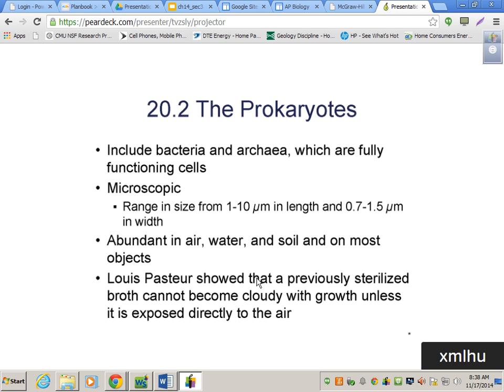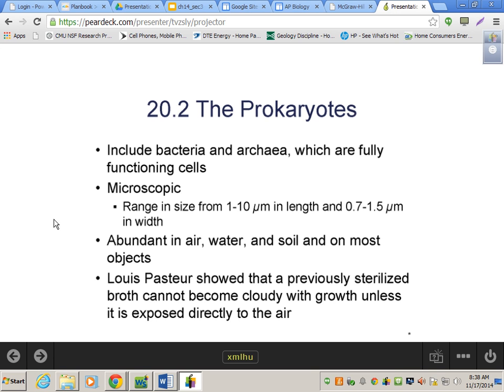So Louis Pasteur, this is when we talk about vaccines, when we talk about fighting infections, this is kind of the father of immunology. He showed that a previously sterilized broth cannot become cloudy with growth unless it is exposed directly to air. So that means that if things are sterile, like a can, right, you kill everything and then you seal it, nothing can get in, nothing can get out, nothing's going to grow. Okay? Kind of a no-brainer to us today, but back then it was revolutionary. This helped people develop new sterile methods of keeping things fresh, of preventing infection, increased shelf life of our food, you name it.